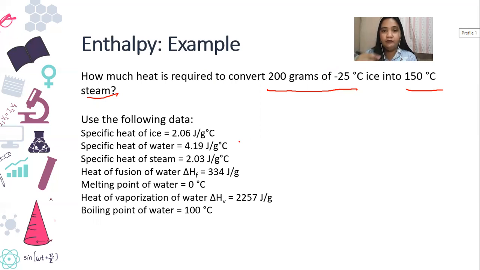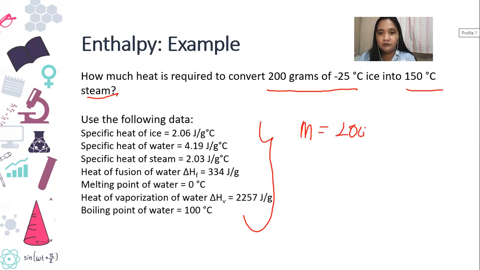So in this example, we're trying to convert. Okay, let's get the given. Aside from this data, we have given here from the problem. Mass of ice is 200 grams. The initial temperature of ice is -25, and the final temperature that we're trying to get is 150 degrees of steam. So, of course, you know very well that ice doesn't go straight to steam. Have you seen ice that becomes steam right away? No. So, you really have to understand what to do in this problem.